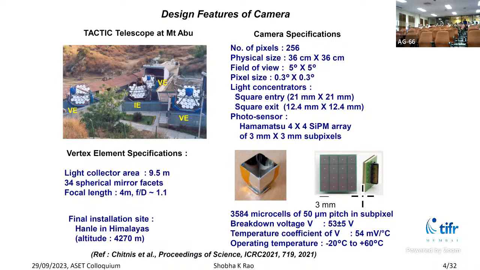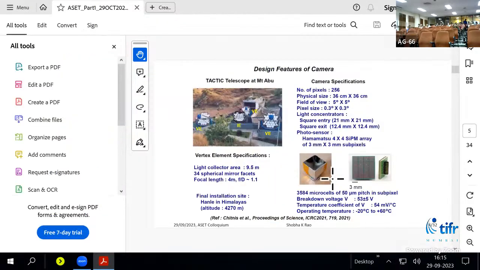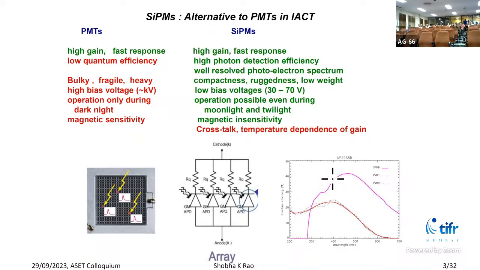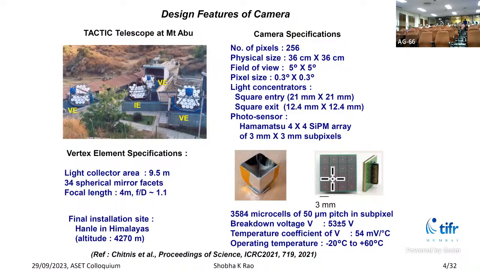Now, this camera has 256 pixels. Its physical size is 36 centimeter by 36 centimeter. It covers a field of view of 5 degree by 5 degree. Size of each pixel is 0.3 degree. Each pixel is basically a 4x4 SiPM array with a light concentrator mounted in front. I think Shobha will give some details about this SiPM array. And it has a breakdown voltage of about 50 volt and it changes with temperature.